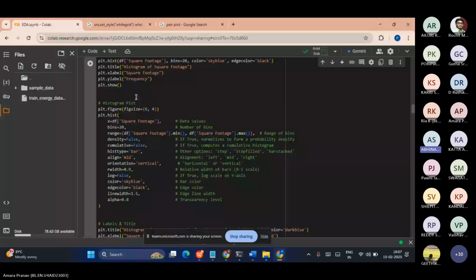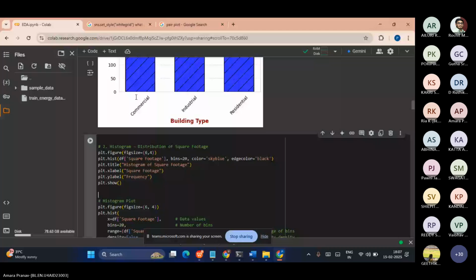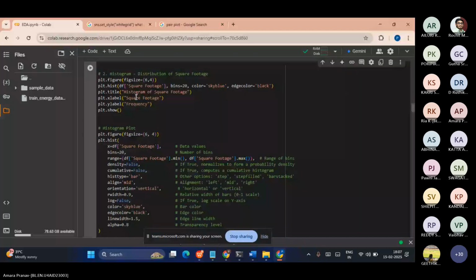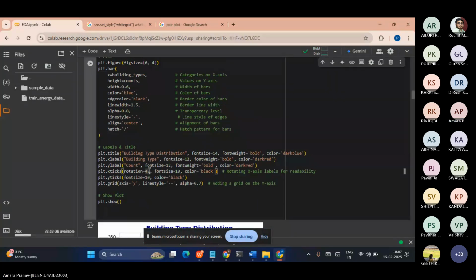Pranav, can you repeat the question? Okay. Firstly, what do you think is the difference between a bar graph and a histogram? Histogram is used for continuous values and bar graphs are used for discrete values. Correct. So, what do you think changing this parameter, rotation equal to 45 to rotation equal to 60, does?